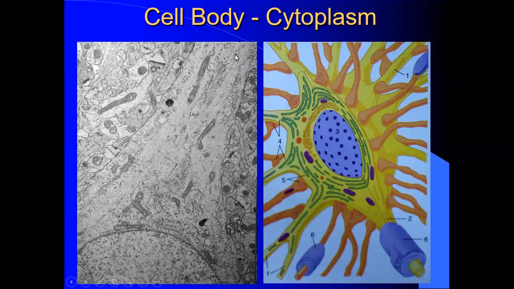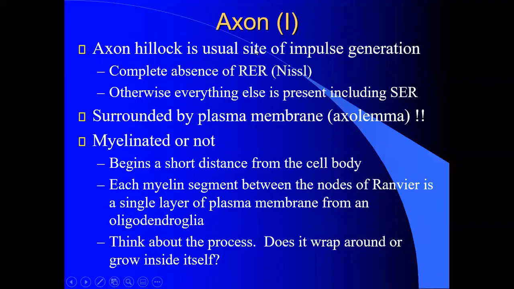And coming out here, you get a sense that there are now some structures that are running out here. So fibrils of some sort. We're going to come back to those. The axon hillock is the usual site of impulse generation, and there's no RER in the axon hillock.